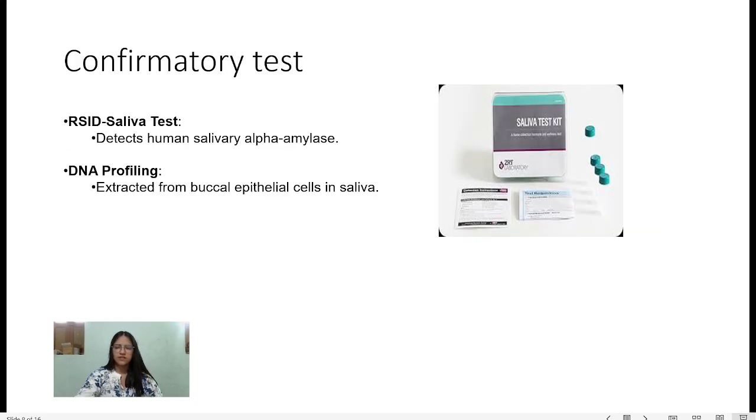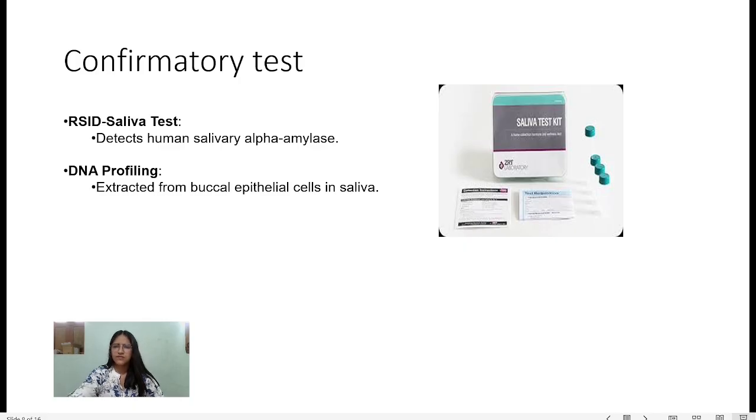Okay, now the test is DNA profiling. So saliva also contains some ductal epithelial cells with nuclei. If there are nuclei, then we know that DNA will be present in them. So DNA can be extracted and profiled by STR analysis, right?